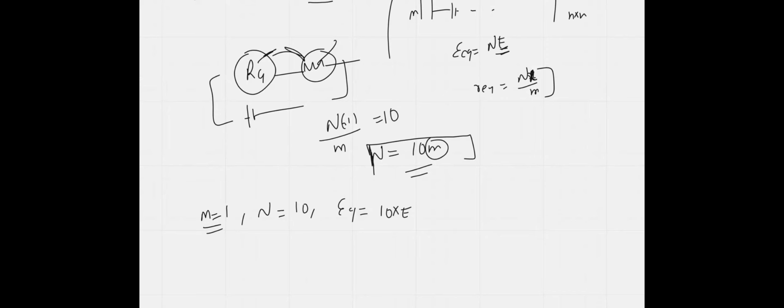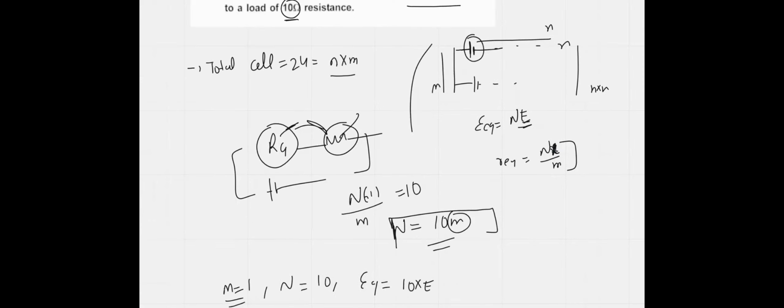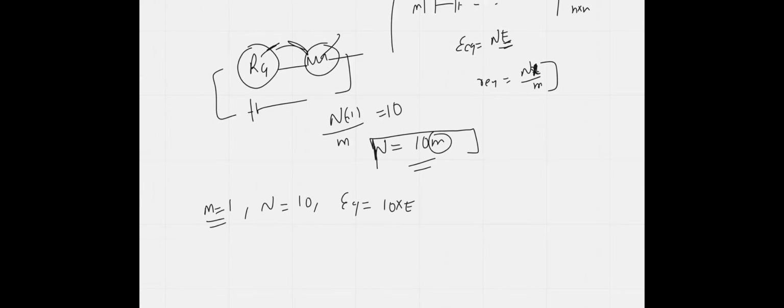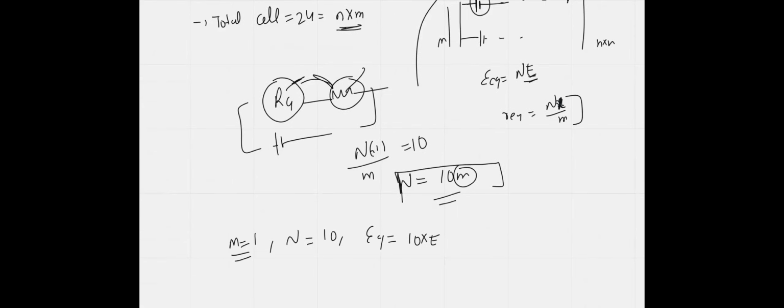Sorry, just a second, I think I made a mistake. Yeah, n into m was 24, right? Okay, so n into m is 24. So if you keep m equal to 1, you will get n as 24. So what is E equivalent? You can say n times E. So this will come out as 24 times the E value.